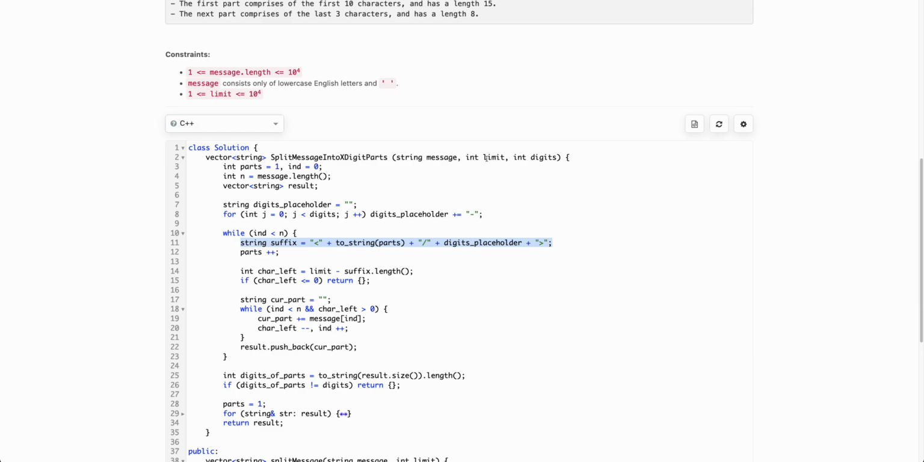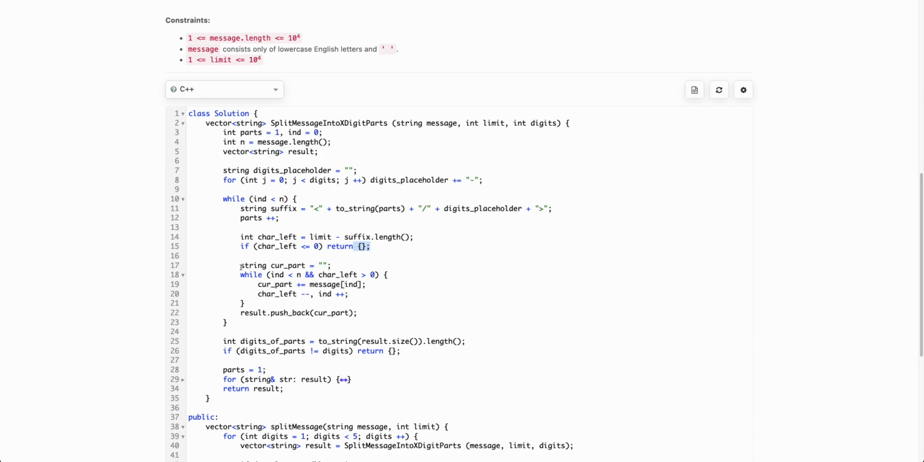Now we have to make sure that every string or every part should be of length limit. So we just find out how many characters of the limit are left, basically the same approach that we've just discussed. And if the number of characters that are left is less than or equal to 0, it means we can't do anything. This suffix itself is greater than the limit. So we can't do anything here, and we just return an empty list, saying this is not possible.